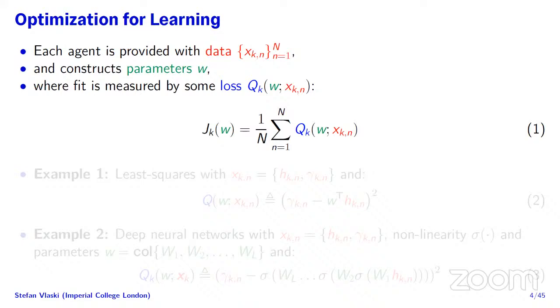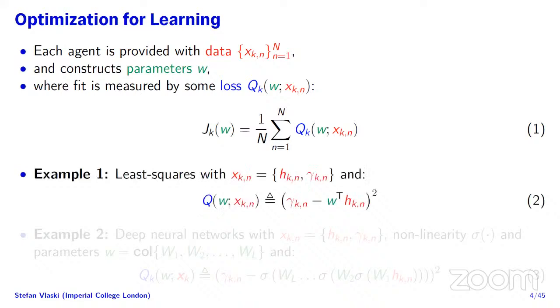So then Q of W and X is going to tell me how well the parameterization W fits to the data X. Okay, and then I can formulate an empirical risk minimization problem by just collecting a whole batch of data and then averaging over my data. And that's one of the most fundamental ways in which we can learn, right? Okay, so let's do two examples just to illustrate this.